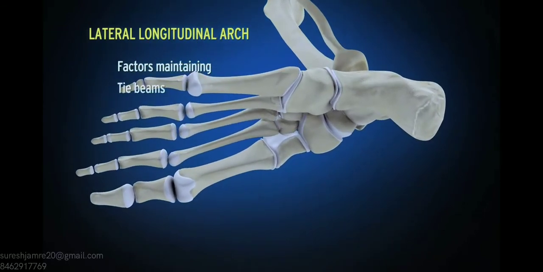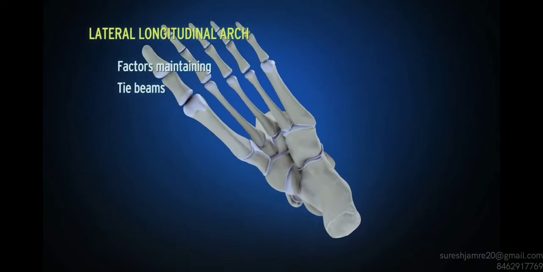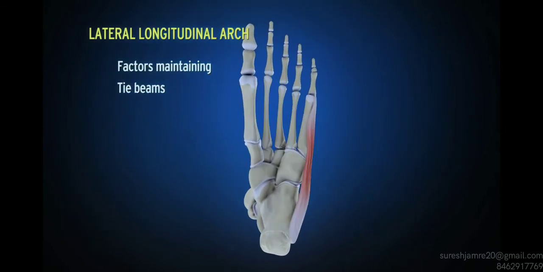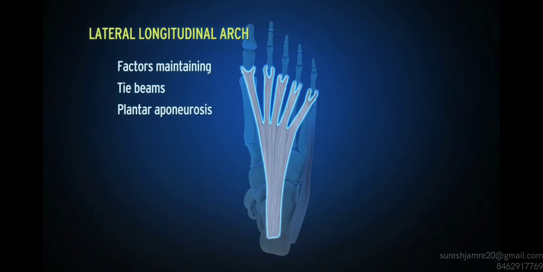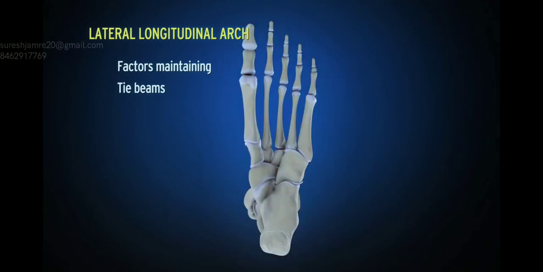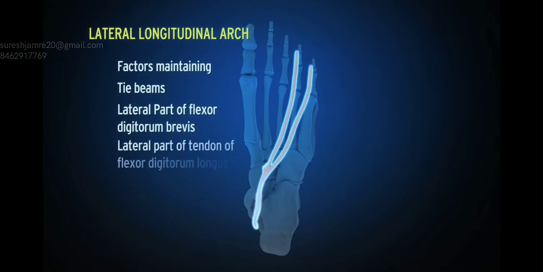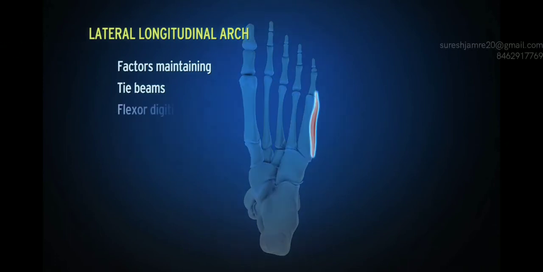Tie beams. These structures prevent the separation of anterior and posterior pillar. It includes plantar aponeurosis, abductor digiti minimi, lateral part of flexor digitorum brevis, lateral part of tendon of flexor digitorum longus, and flexor digiti minimi brevis.